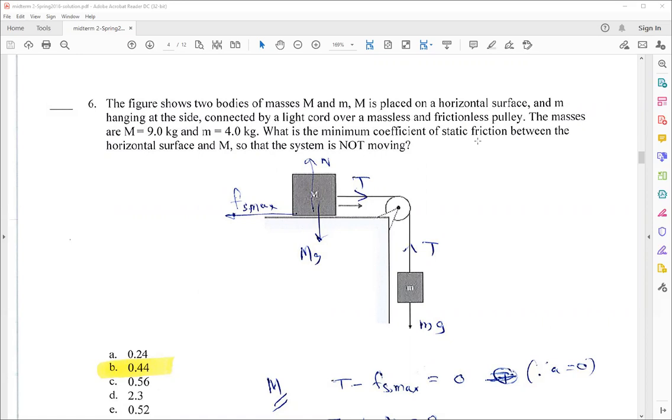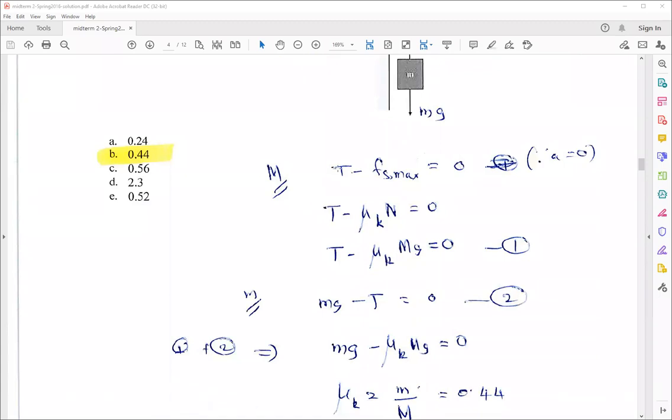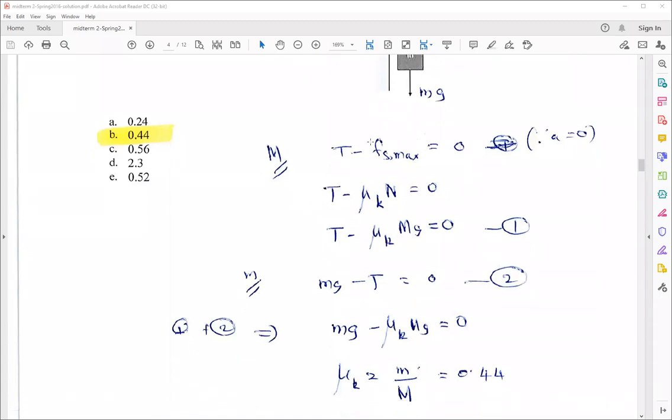What is the minimum coefficient of static friction between the horizontal surface and the big block M, so that the system is not moving? So we're looking for the minimum coefficient of static friction, so that the big block capital M is not moving. In this case, I'm looking for the net force equal to 0.